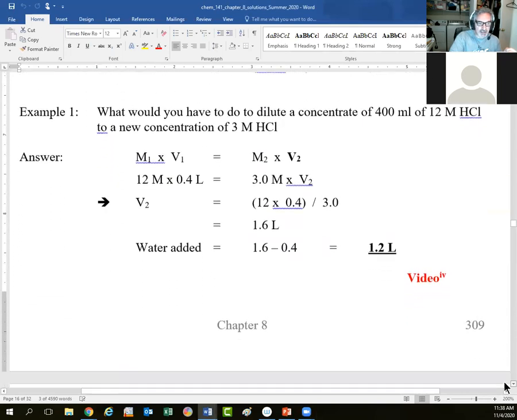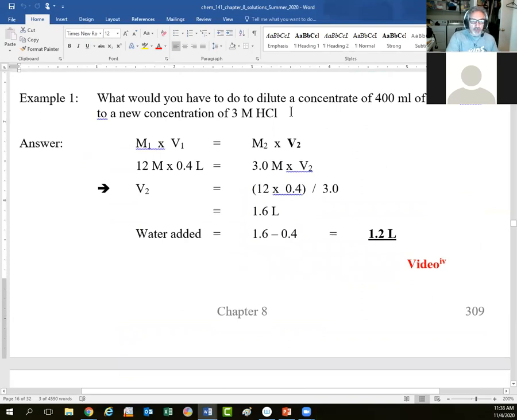So let's take a look at some examples. With a concentrate of 400 milliliters of 12 molarity hydrochloric acid, you're told that the new concentration after dilution has to be just 3 molarity. What volume of water would you add? Well, we start with a base equation, M1 times V1 is equal to M2 times V2. We've got the initial molarity of the concentrate, that's 12. We've got the initial volume, 400 milliliters.